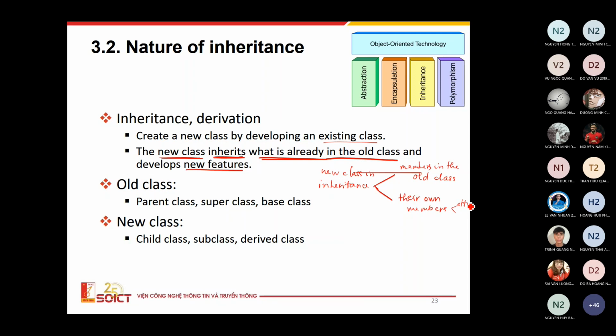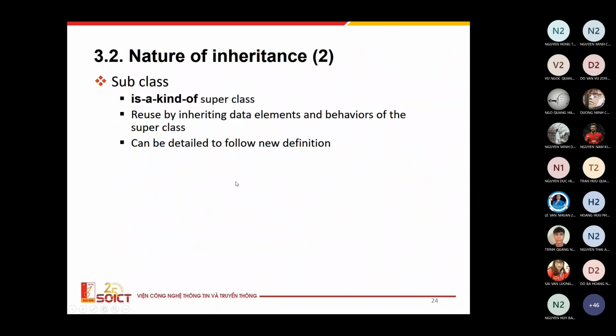For the old class, we can call it the parent class, superclass, or base class. You can have different terms for this. For the new class, you can call it the child class, subclass, or derived class. These are some different terms you can see in the document or in the book when you read about inheritance.